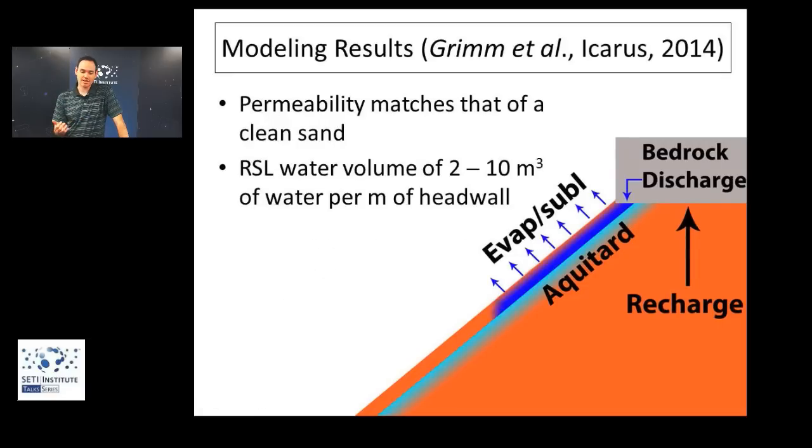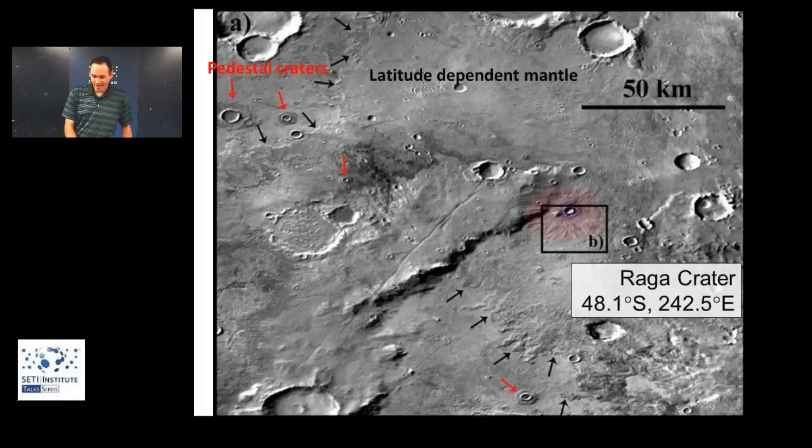So we've modeled this using MARSFLO, which can model all 3 phases of water, gases, and then we've also used hydrological codes. The permeability of the observations matches a clean sand, and we get a water volume for each RSL of about 2 to 10 cubic meters of water per meter of head wall. So I'll show you how that compares to possible recharge rates after I explain this.